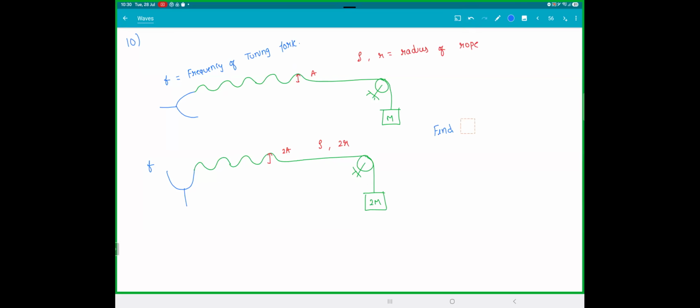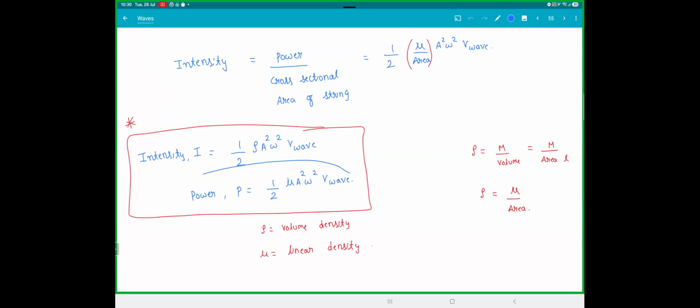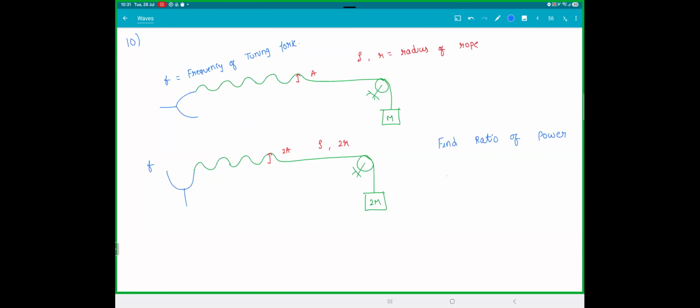Average power. If they don't say anything, it is always average power. Find the ratio of power transmitted. In case you don't remember, you can just note down this formula: half mu A square omega square V wave. That's the formula. When you take a string and you generate waves, this is the power that passes through. There, let's give it a try.